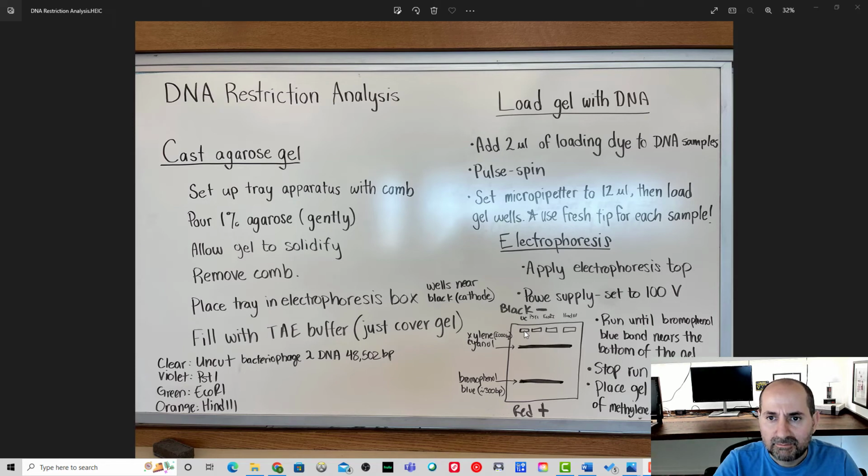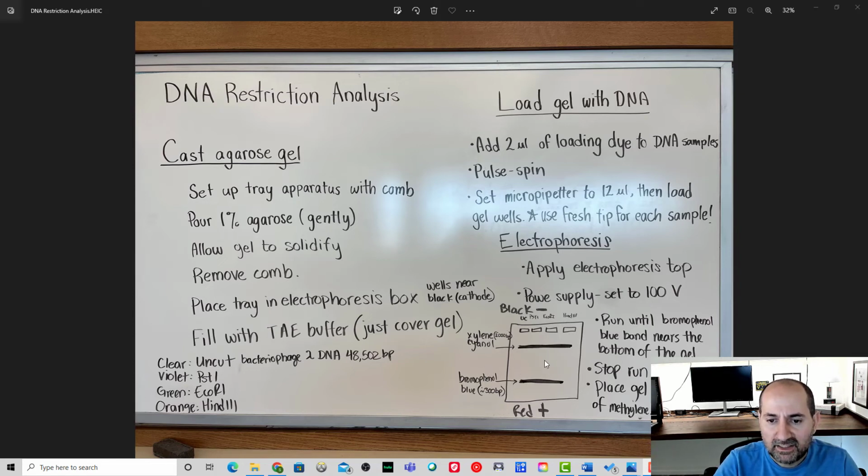I think that's about it. And then afterwards we stained this. Remember, we stained our gels with methylene blue, because methylene blue is a basic dye with a positive charge. DNA is negatively charged. The methylene blue should stick to the DNA. And then we destained and we took a look at our bands.